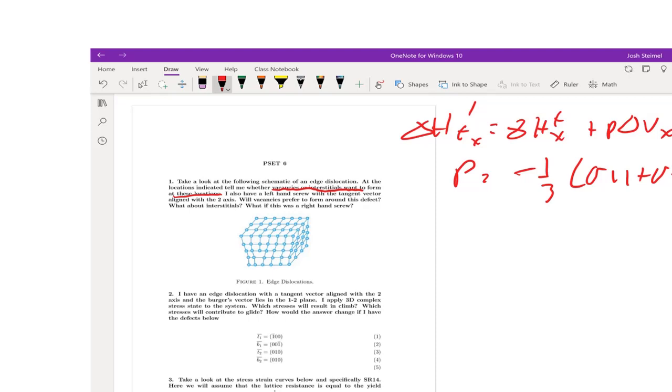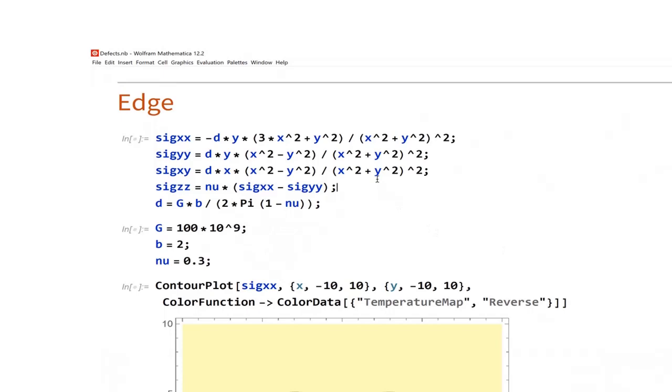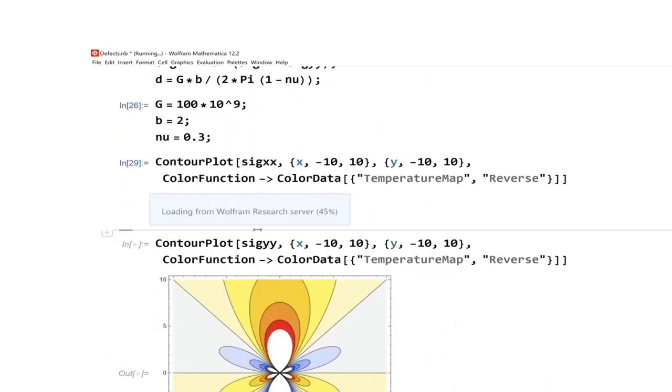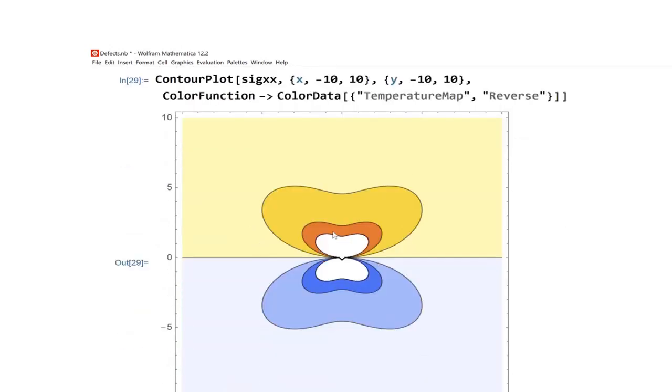So let's see, we have this edge dislocation here. If I'm drawing my coordinate system as X and Y here, we know that at this dislocation, in this spot here, number 1, we are in compression. So our stress is negative, and here we are in tension, that is positive. And we could prove that looking at our chart here. So these are our stresses. So doing my contour plot, reverse temperature map, the negative values will be in red, and the positive values here will be in tension.